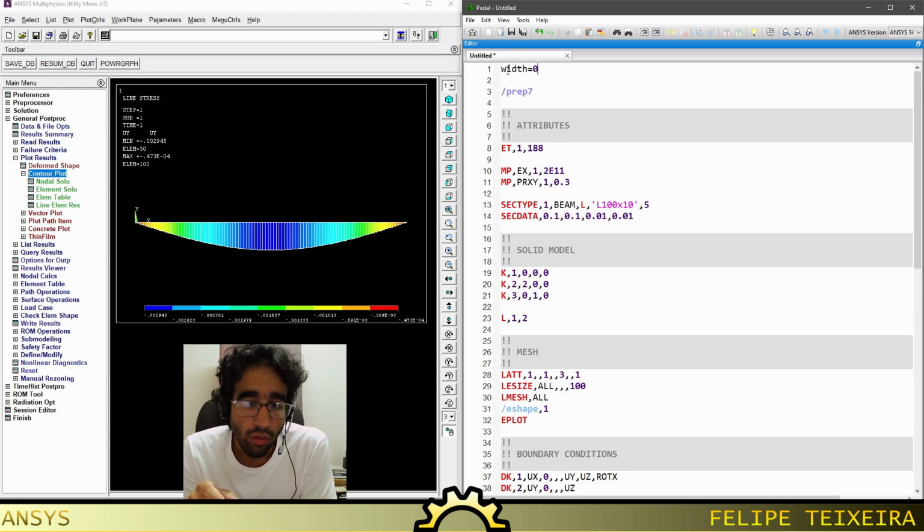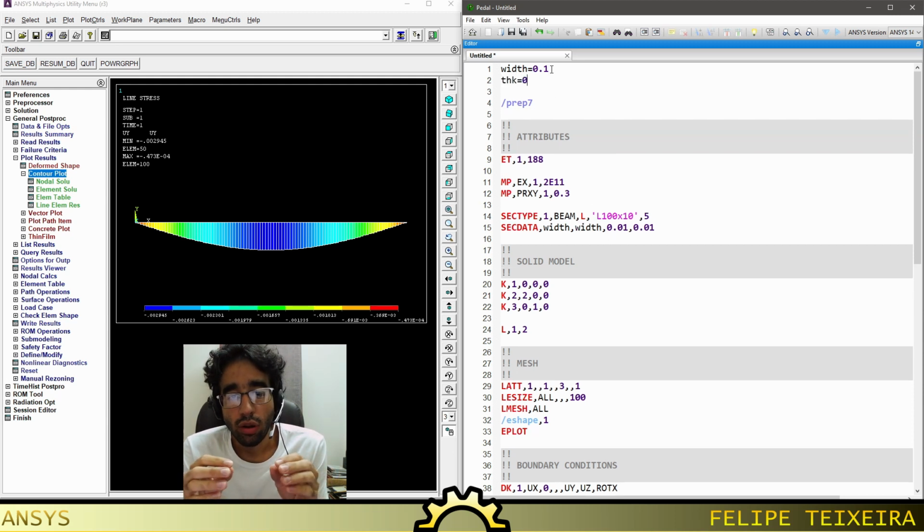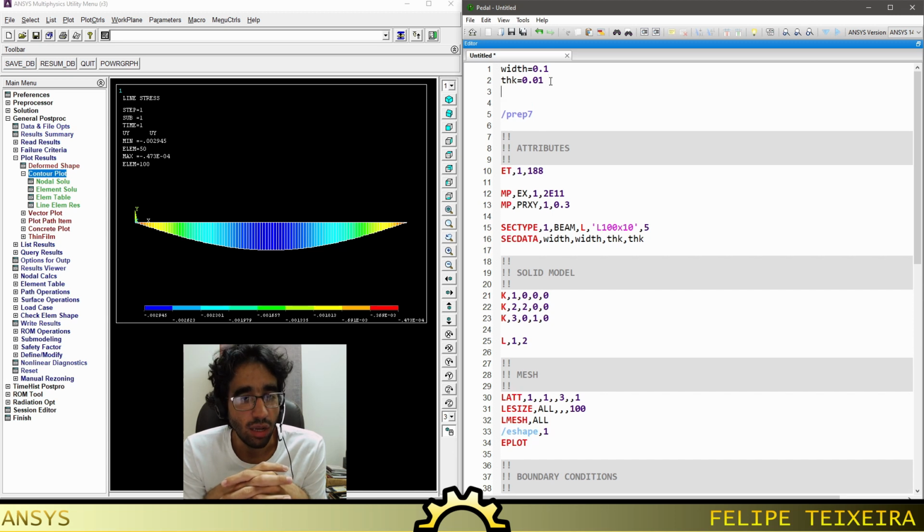First of all, we have used some hard-coded values, like the dimensions of our beam. We chose the width of 0.1 and the thickness of 0.01. Instead of using those values inside the secData command, I'm going to use parameters inside the secData command, and I'm going to set these parameters at the beginning of the code. So width is going to be equal to 0.1, thickness is going to be equal to 0.01. This equal operator is the assignment operator. So it's assigning to the word width, the variable width, the value of 0.1. Then I can use this variable throughout my code.